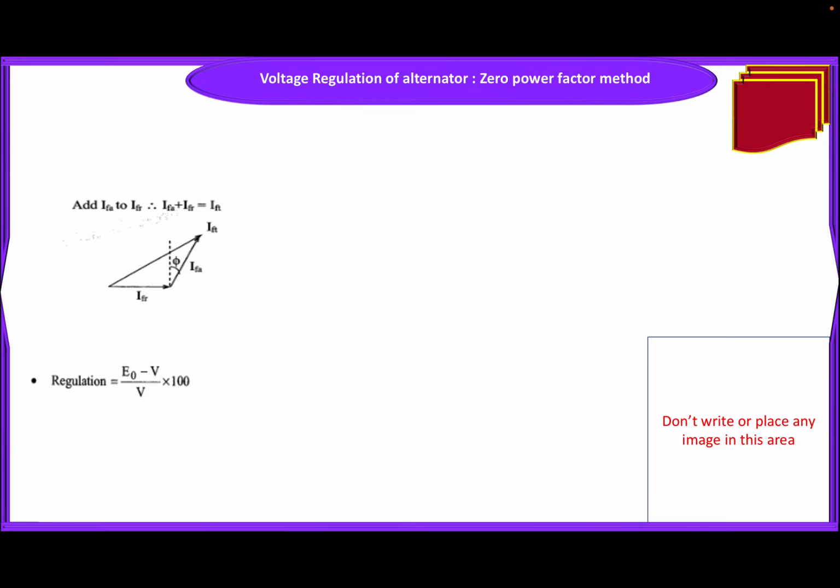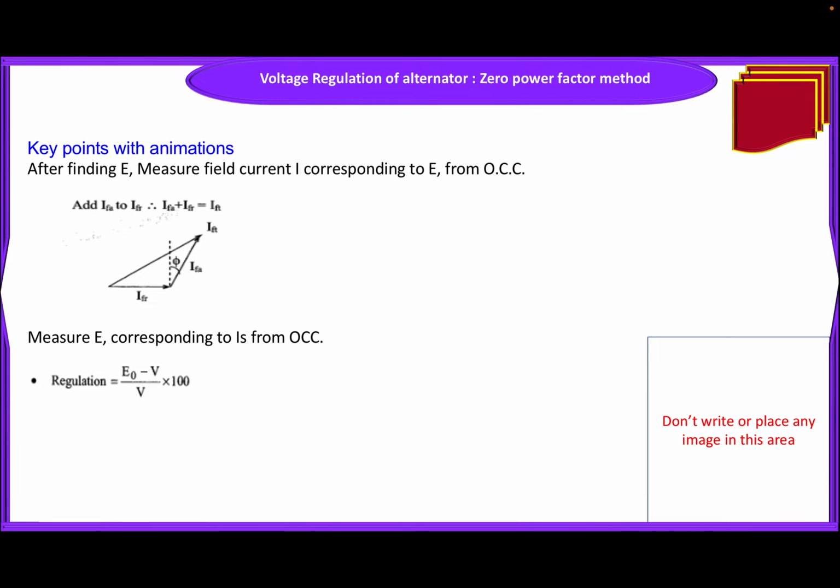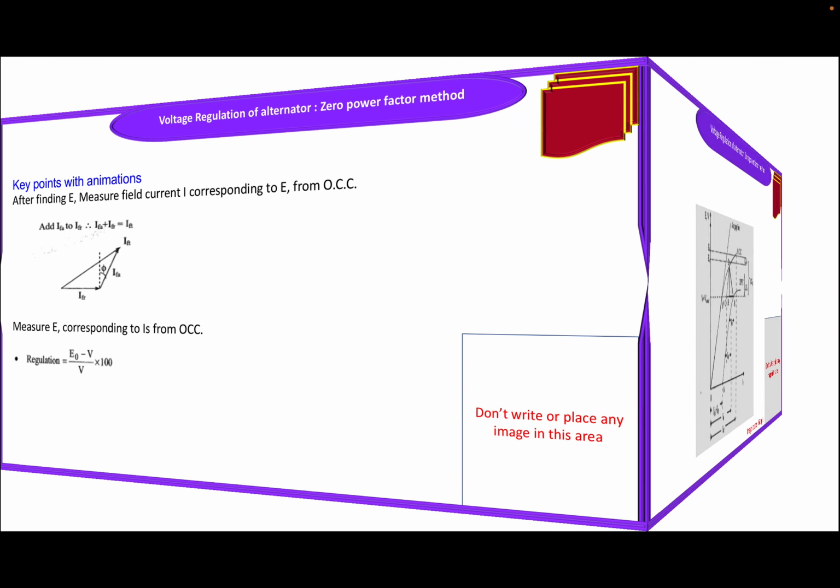After this, corresponding to the ER, I have to draw into the OCC, and next find IFR here. The phasor sum of IFA plus IFR will give us the IFT. After getting the IFT here, locate the IFT on the x-axis and onto the OCC, and from the OCC draw a dotted line onto the y-axis, and you will get the final value as E naught. Once we get the E naught, you can measure the percentage voltage regulation.